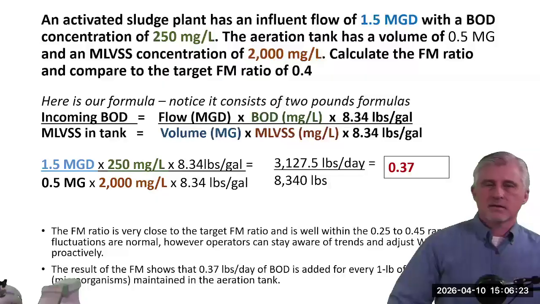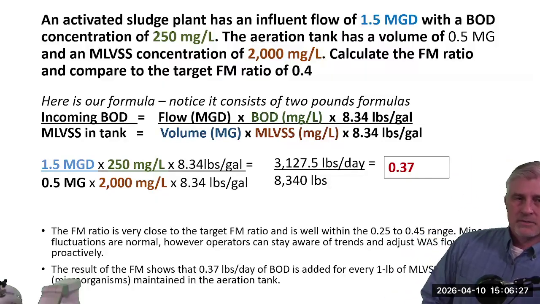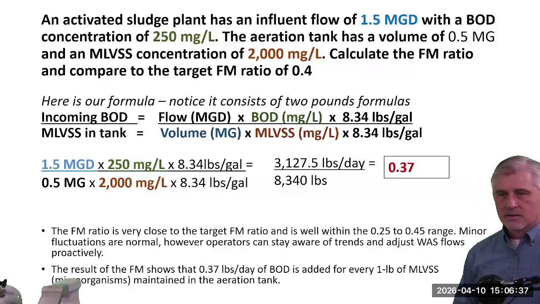The result of the food to microorganism ratio shows that 0.37 pounds per day of BOD is added for every 1 pound of MLVSS, or organisms, maintained in the aeration tank.